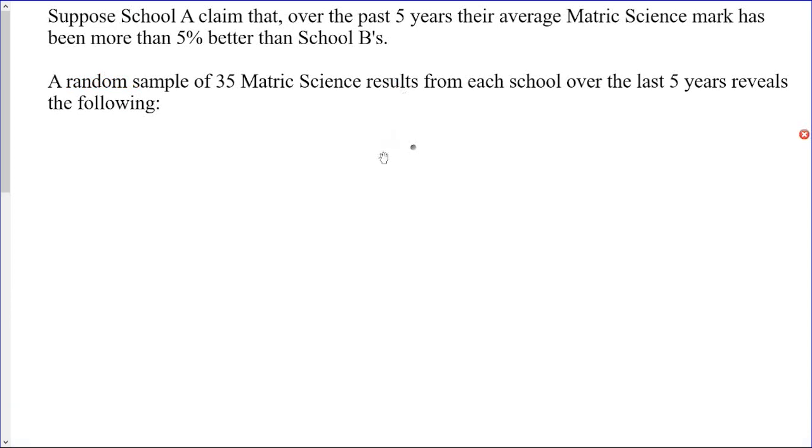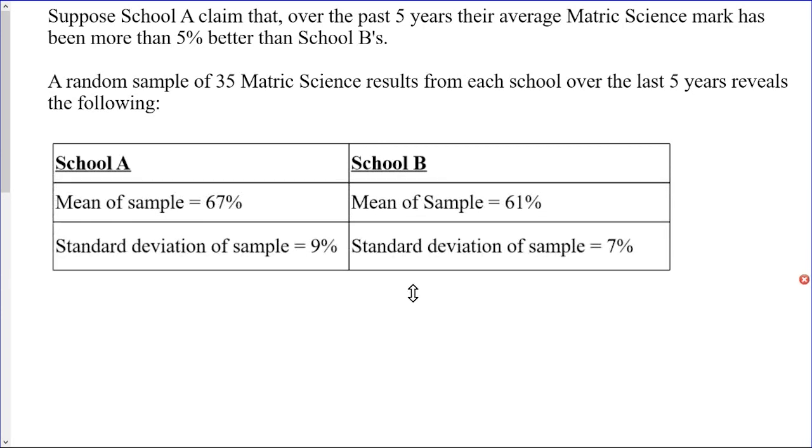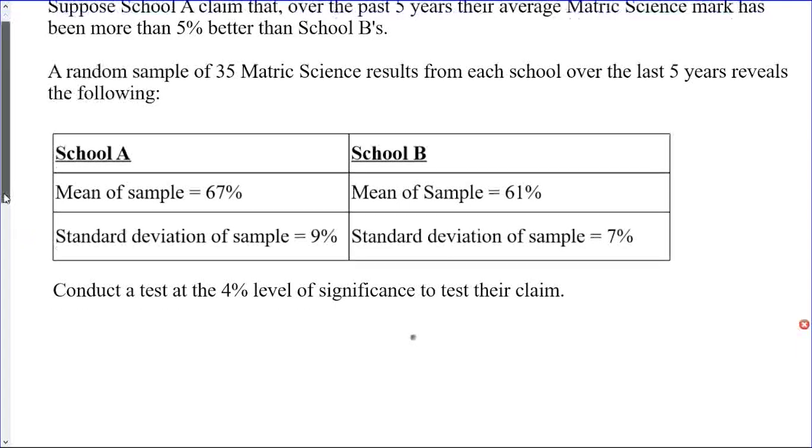Suppose school A claimed that over the past 5 years, their average matric science mark has been more than 5% better than school B's. So we take a random sample of 35 matric science results from each school. We get the mean and the standard deviation of each of those. Now what we're going to do is conduct a test at the 4% level of significance to test their claim. They're not claiming that the results are just different.